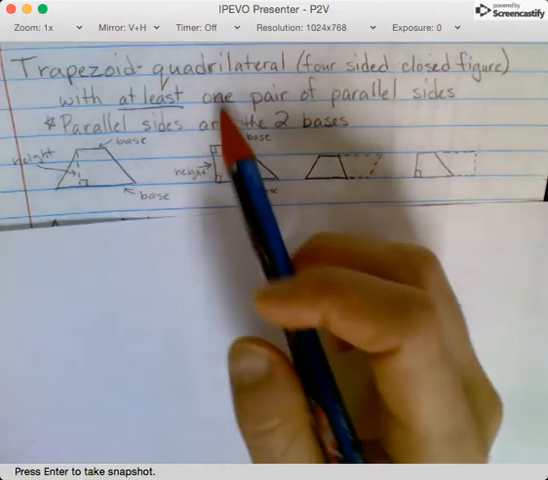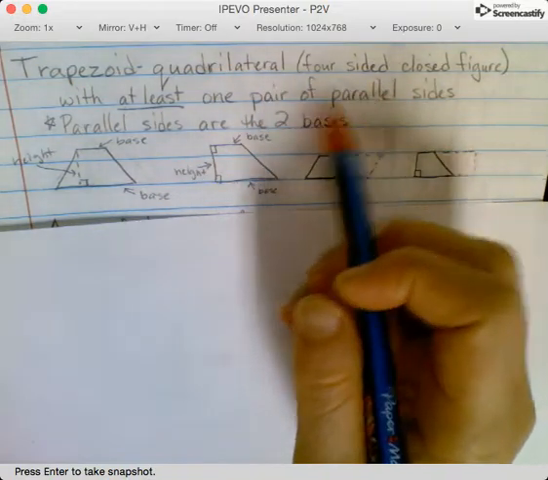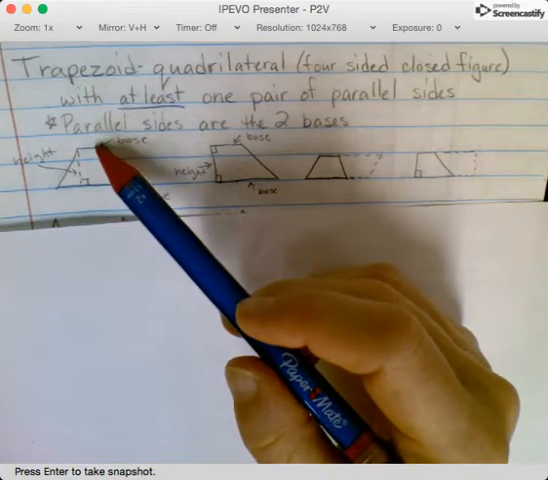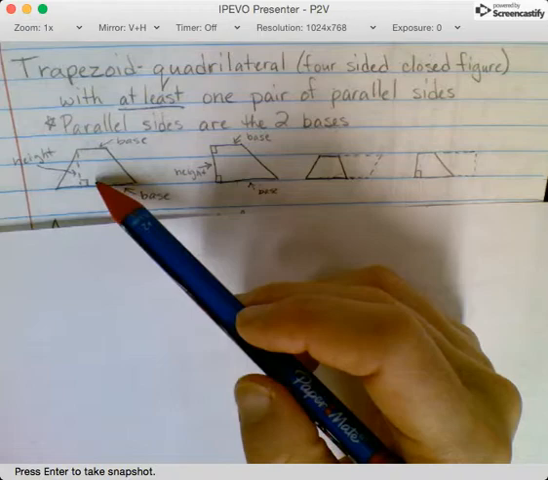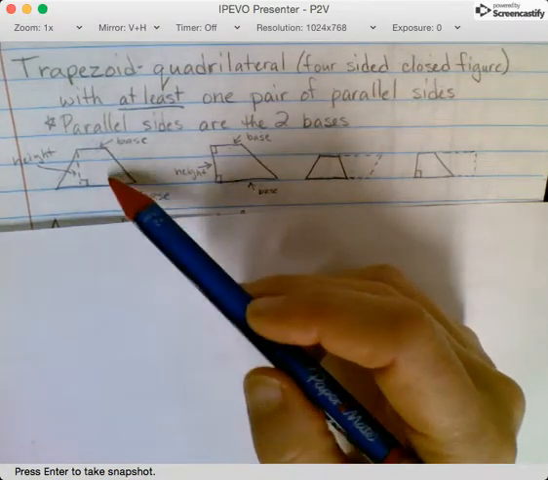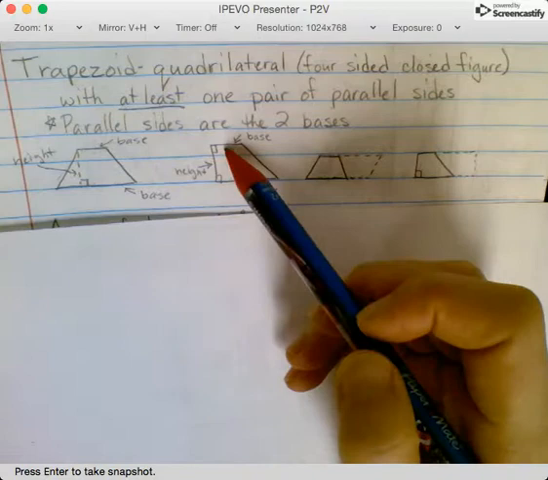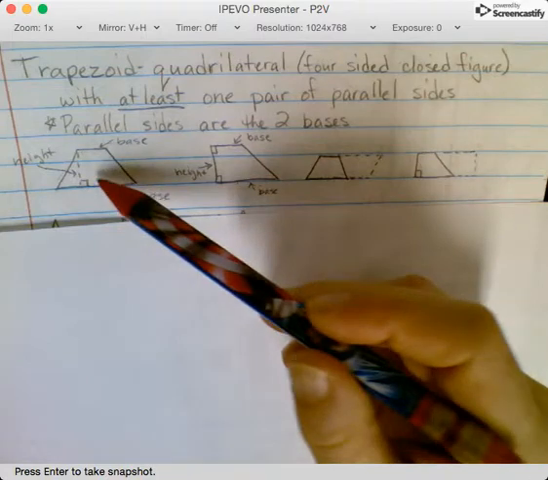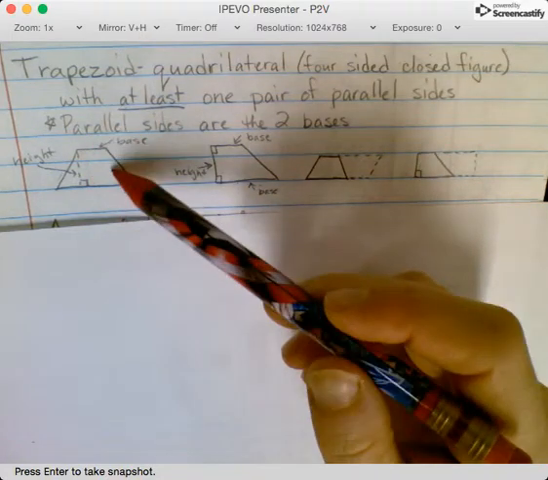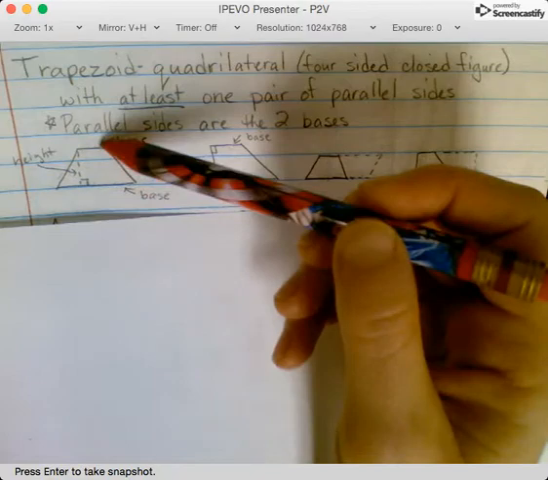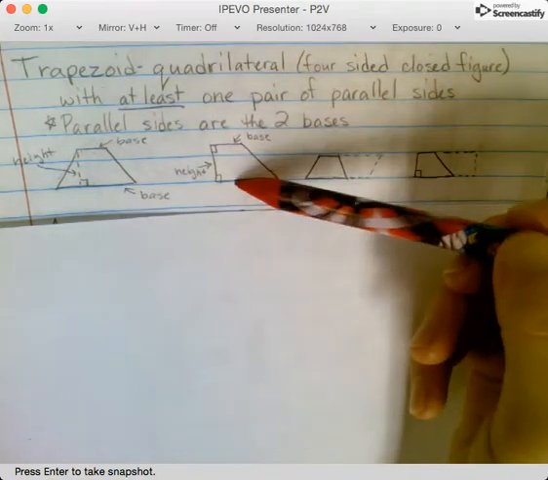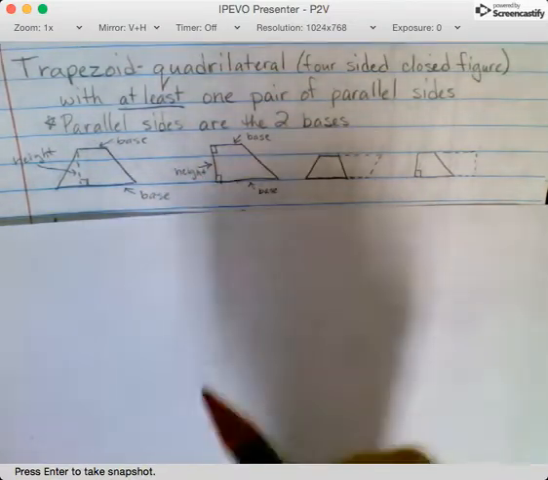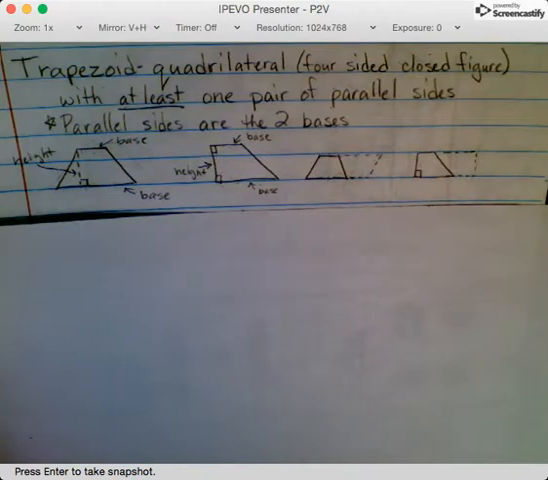So what is a trapezoid? It is a quadrilateral, or a four-sided closed figure without any gaps, with at least one pair of parallel sides. If it had two pairs of parallel sides, then it would be a parallelogram. So I've drawn a couple of examples of trapezoids. And if you look at my drawings here, I have shown that the parallel sides are the two bases, and the height is coming up from a right angle from one of the two bases to the other.